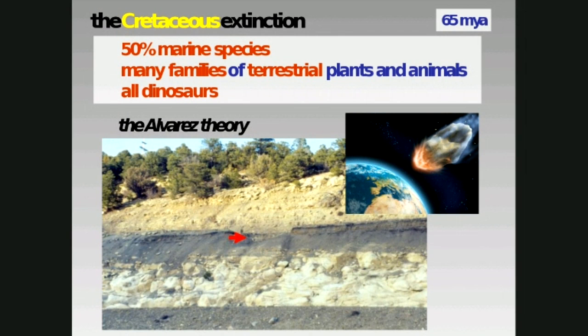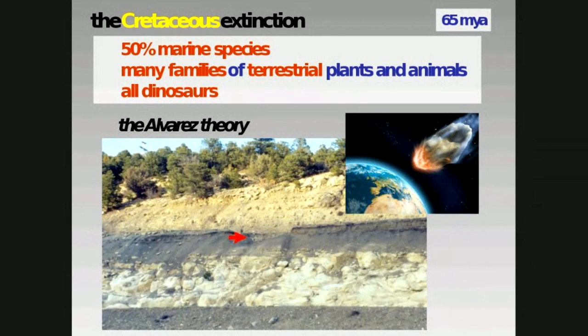We lost most of the terrestrial plants and animals, and all the dinosaurs. And this extinction occurred, we believe, because of an asteroid strike. You see the picture in the upper right. And the reason why we believe it was an asteroid strike, this is known as the Alvarez theory, is if you look where I've put the red arrow, if we dig down through the rock layers, when we get down to the rocks that were laid down about 65 million years ago, we find this really thin, you can see it in the picture, this black line.